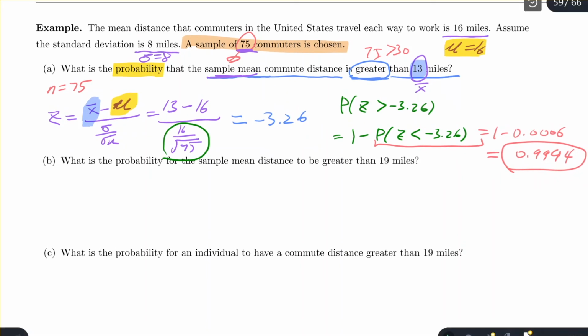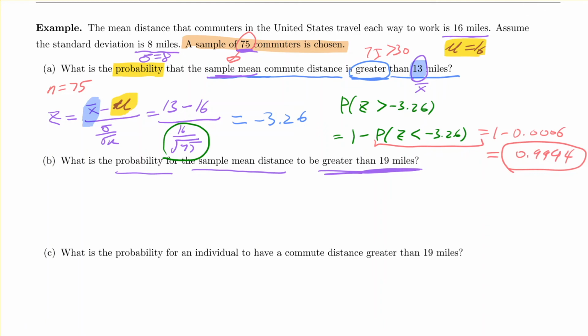Second question. What is the probability that the sample mean distance is greater than 19 miles? So I would like you to pause the video and try this on your own. It's very similar to what we just did. Pause the video, and when you're done, I'll go over it. So pause the video now. Okay, so let me go over this.